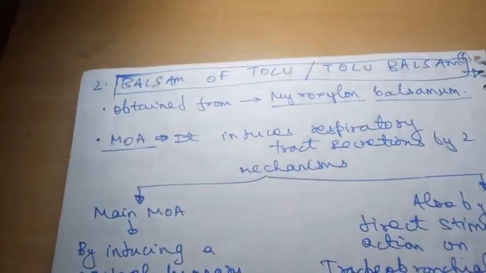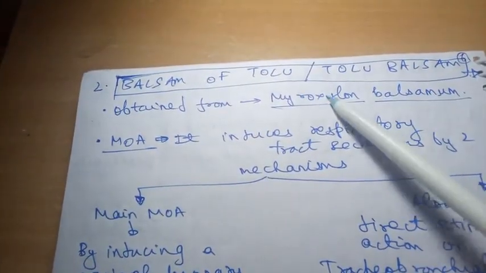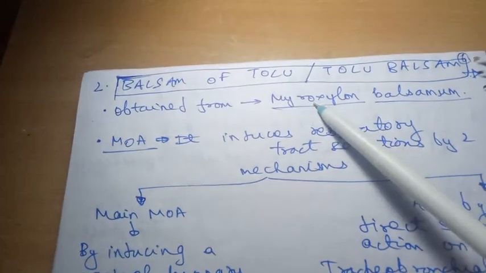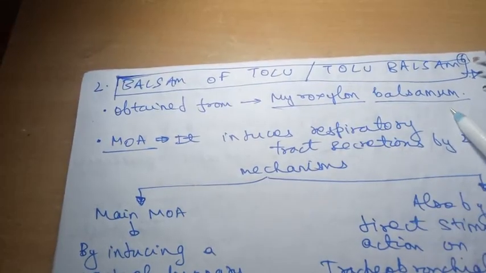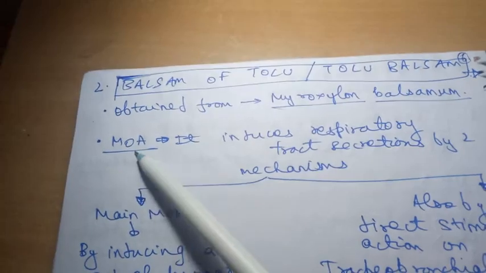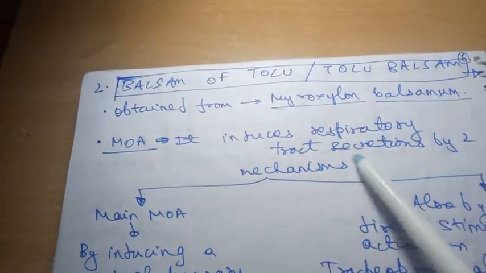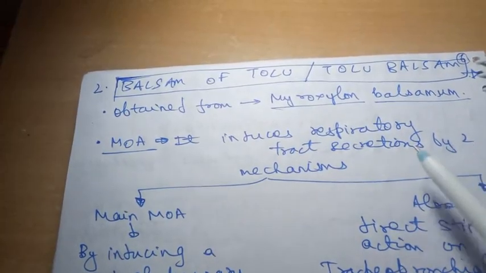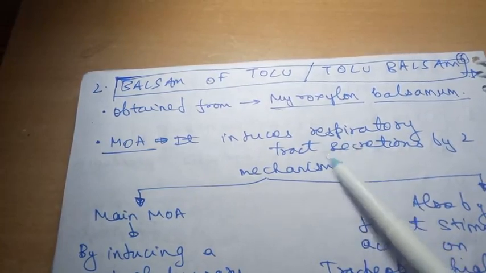Next we have balsam of Tolu, or Tolu balsam. It is obtained from a plant called Myroxylon balsamum. Its mechanism of action is as follows. It induces respiratory tract secretion by two mechanisms.